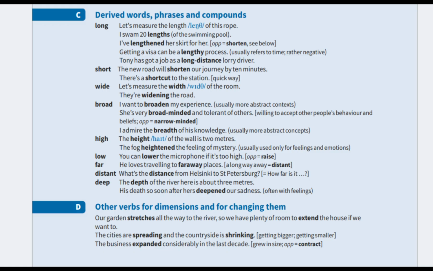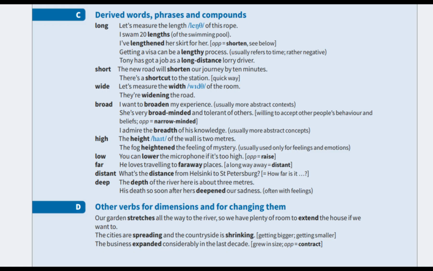Words derived from broad. The verb broaden means to make something broader. It is often used with abstract ideas rather than physical objects. For example, I want to broaden my experience. Someone who is broad-minded is willing to accept other people's behavior and beliefs. For example, she is very broad-minded and tolerant of others. The opposite is narrow-minded. The noun related to broad is breadth. It is also commonly used with abstract concepts. For example, I admire the breadth of his knowledge.